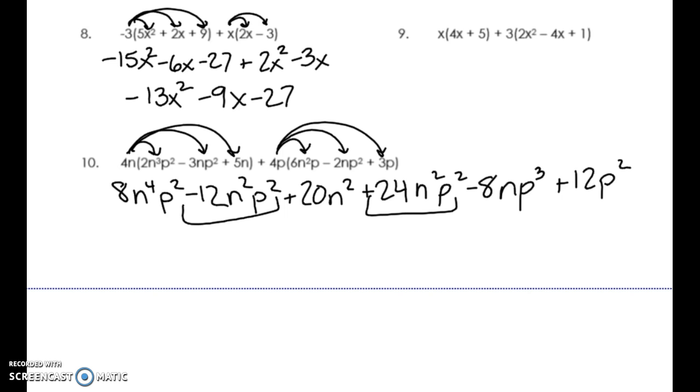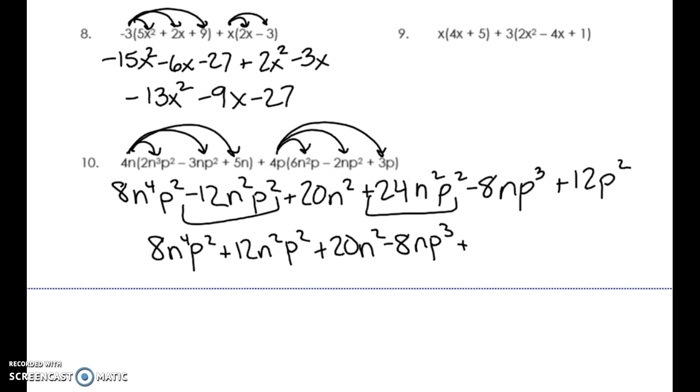So I'm going to go in order across now. I start with 8n to the fourth p squared. If I combine my like terms, then what do I get? 12. So I add 12n squared p squared. And since those are my only like terms, I can fill in the rest from there. So I have plus 20n squared minus 8n p to the third plus 12p squared. Okay, questions on that particular problem?